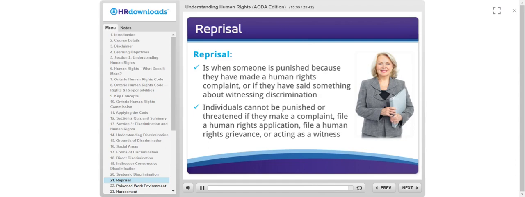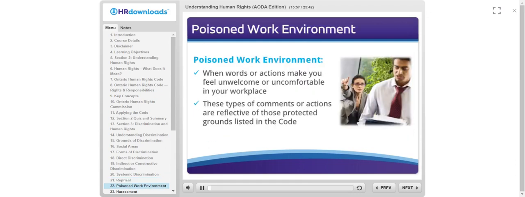This is referred to as reprisal. When words or actions make you feel unwelcome or uncomfortable in your workplace, this is known as a poisoned work environment. These types of comments or actions are reflective of those protected grounds listed in the Code. A poisoned work environment is a hostile and offensive environment for individuals or groups and negatively affects productivity and the way people communicate with one another.